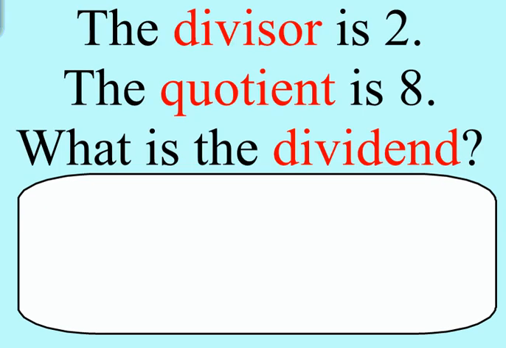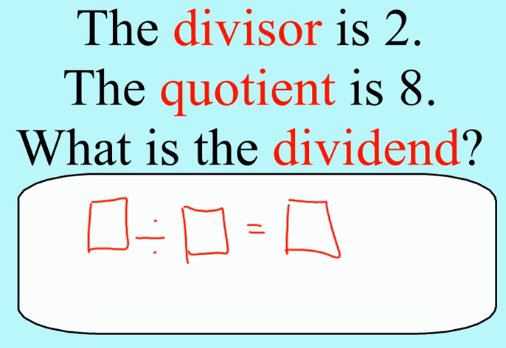Let's try another one. The divisor is 2. The quotient is 8. What is the dividend? Well, the minute I see quotient, I know we're talking about division. So I'm going to set this up. And let's plug in our information. The divisor is 2. The quotient, or the answer, is 8. What is the dividend? Remember, the dividend's at the end.